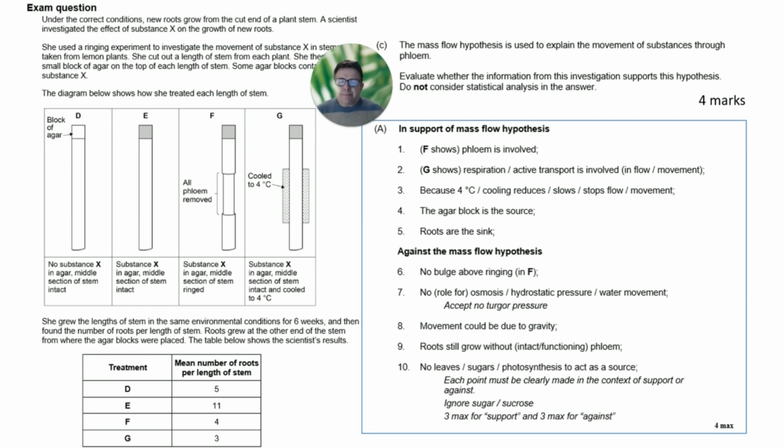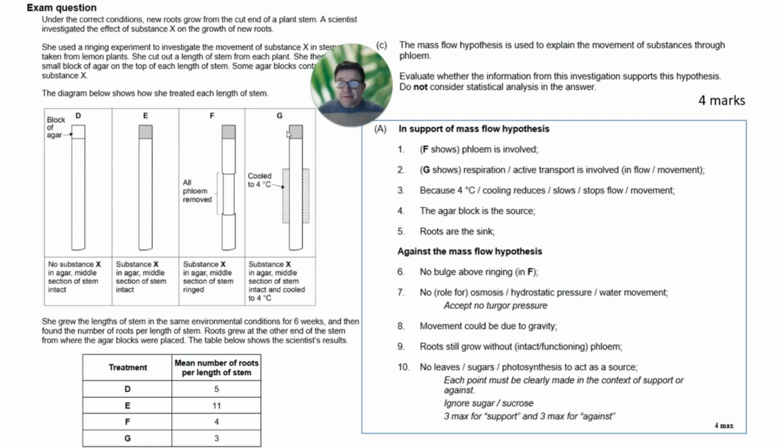Why is it against the mass flow? Well, if you look at F, you'd expect the top part of the stem, above the ringing, to have a bulge. Now, there is no bulge. It was for 6 weeks, so you'd expect there to be a bulge in the stem. It could say there's no role for osmosis. So obviously osmosis, hydrostatic pressure, water movement. Water's going to be really important for the growth of roots.